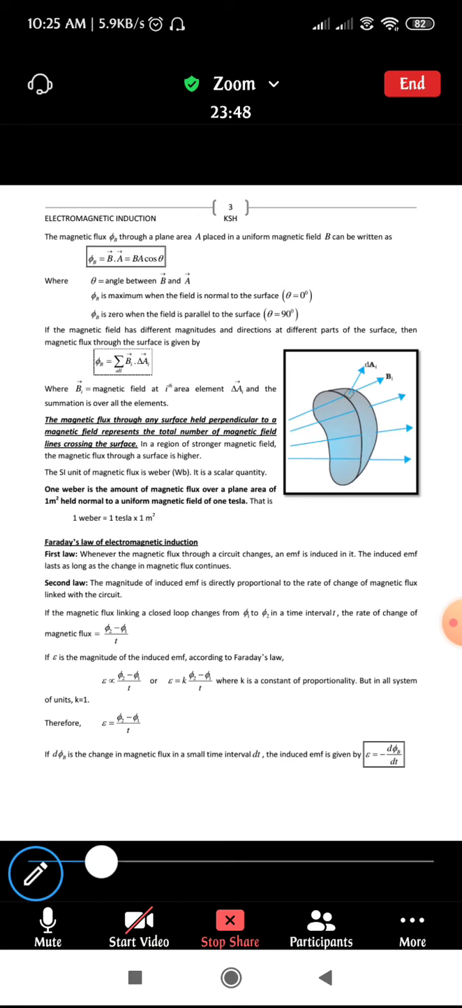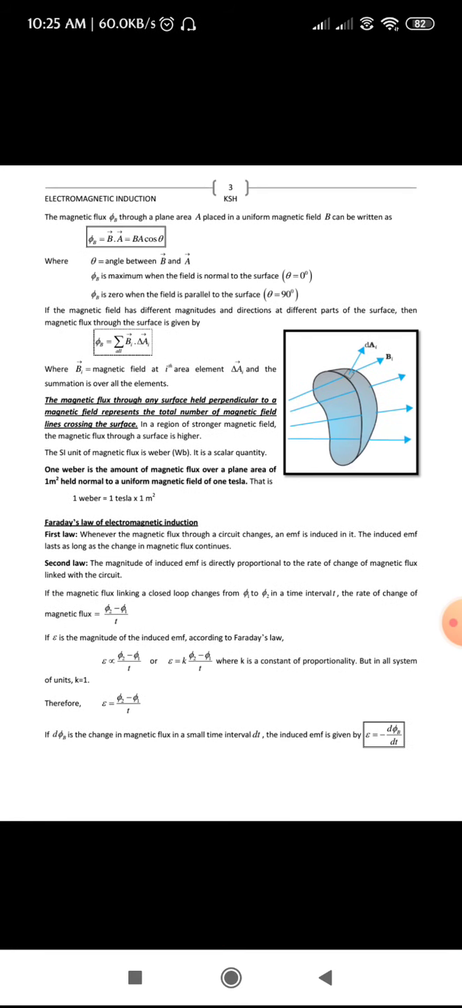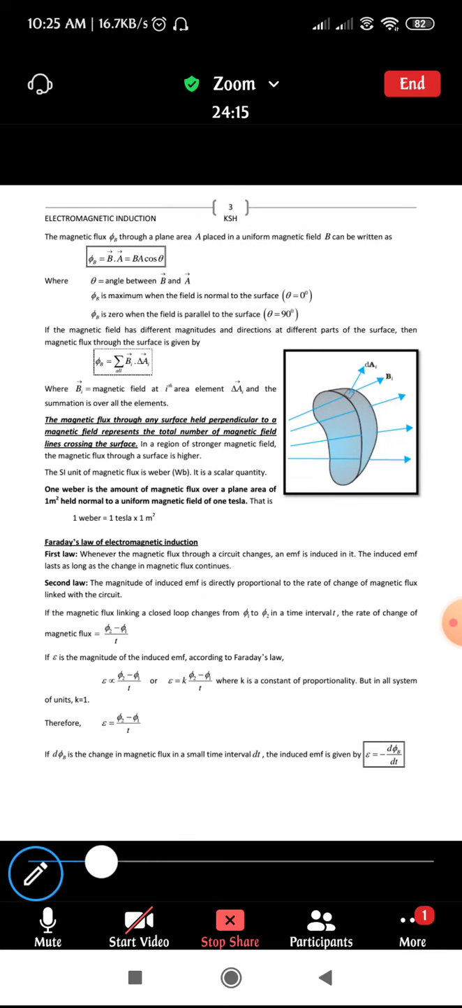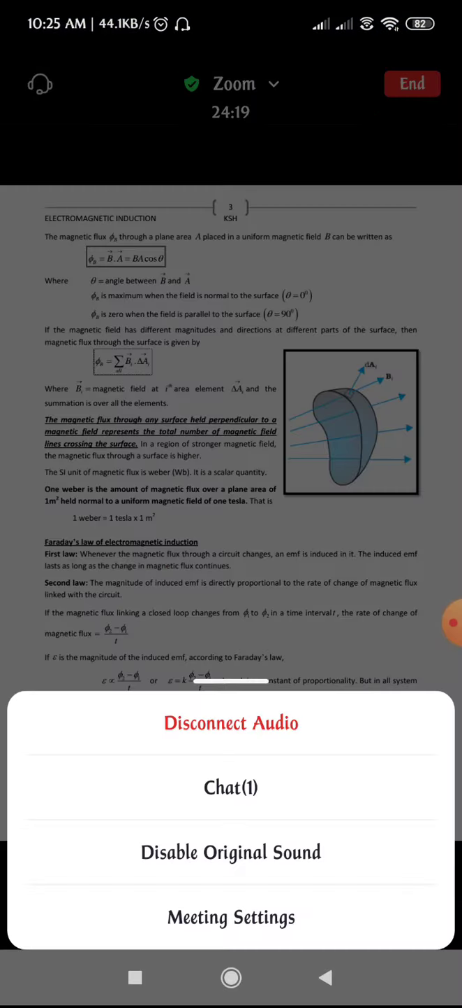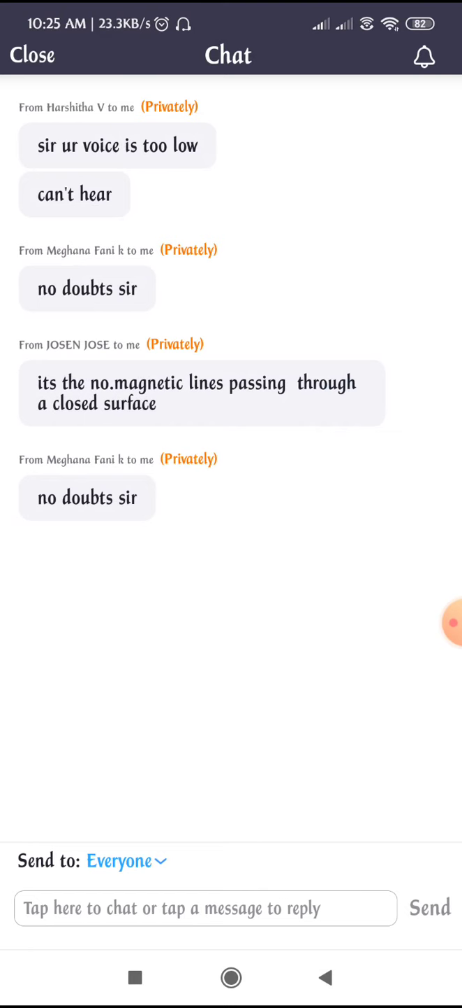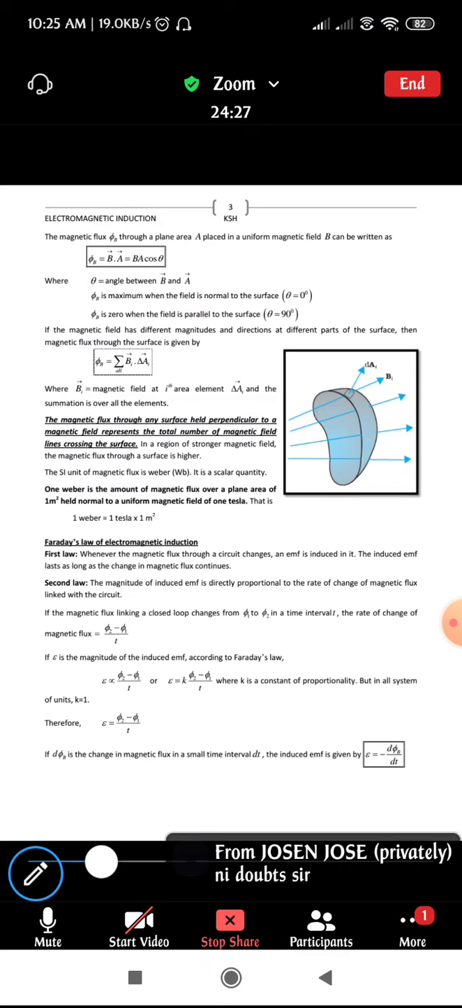Okay, fine. Any doubts, students, regarding magnetic flux and Faraday's first law and second law? Any doubts you can ask. Okay, fine. Meghana, no doubt, sir. How about others? Is it cleared? Have you understood?